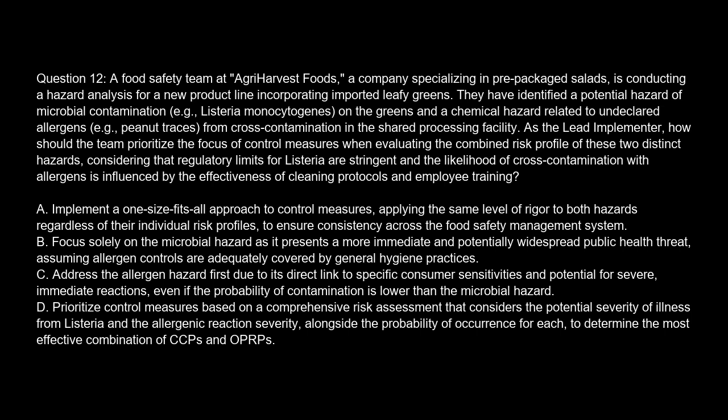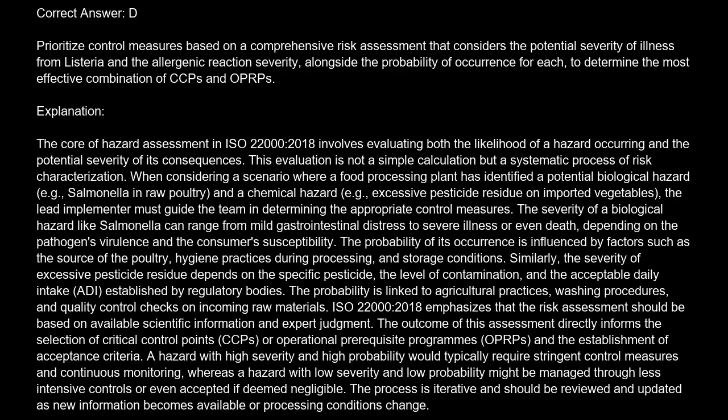Option D. Prioritize control measures based on a comprehensive risk assessment that considers the potential severity of illness from Listeria and the allergenic reaction severity, alongside the probability of occurrence for each, to determine the most effective combination of CCPs and OPP. The correct answer is D. Prioritize control measures based on a comprehensive risk assessment that considers the potential severity of illness from Listeria and the allergenic reaction severity, alongside the probability of occurrence for each, to determine the most effective combination of CCPs and OPP.